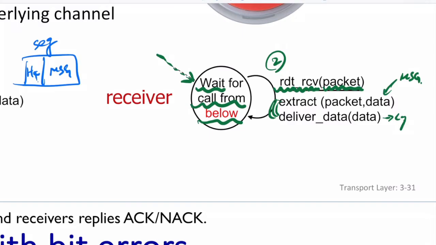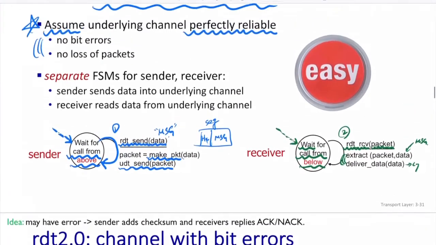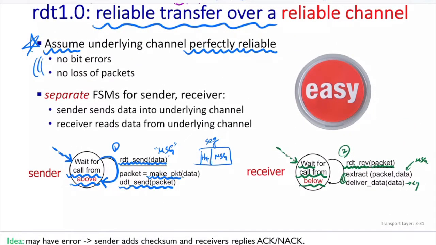You don't have to take care of packet loss or bit error, because there will be no packet loss and no bit error. The layer 4 design here is a very simple process that simply forwards the packet from layer 7 to layer 3, and at the receiver side simply takes the segment from layer 3, unpacks the message, and sends it back to layer 7. The reason is there's no error and no packet loss, so that is perfectly reliable.